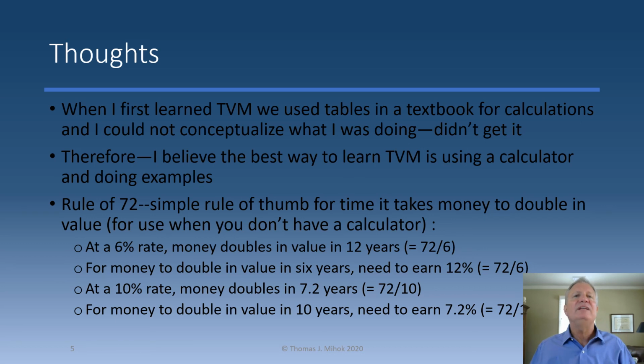The rule of 72 is really key to know. It's a kind of, you lick your thumb, stick it up in the air, rule of thumb for how long it takes money to double. When you don't have a calculator, the rule of 72 is a great way to do it.